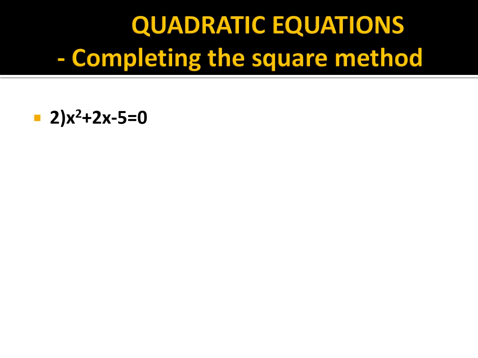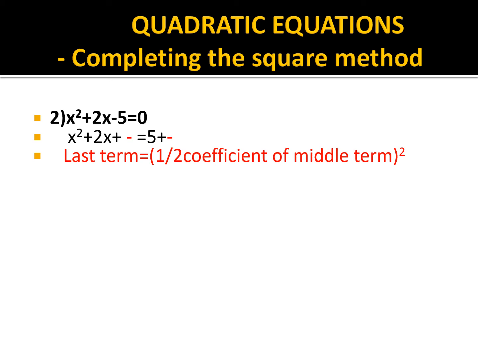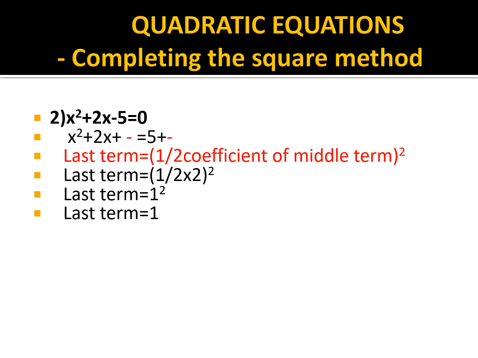Let us take one more example. x square plus 2x minus 5 is equal to 0. So we take minus 5 to the other side, which makes it x square plus 2x is equal to 5. Now we know that the last term is equal to half the coefficient of the middle term, the whole square. The coefficient here is 2, and half of 2 is 1, and 1 square is equal to 1. So we add 1 on the left hand side and right hand side.